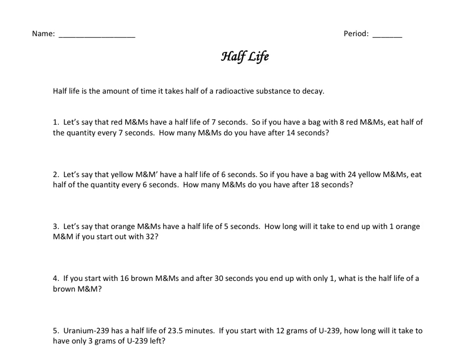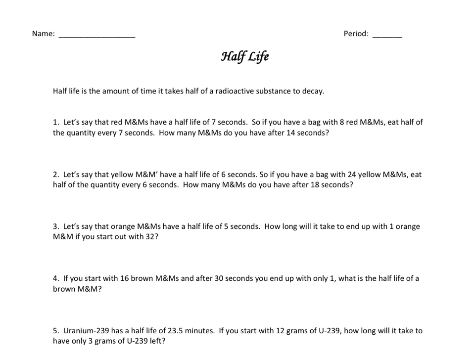So to simplify things, we're going to use the example of M&Ms. So let's say for number 1 that red M&Ms have a half-life of 7 seconds. So if you have a bag of 8 red M&Ms, you want to eat half of the quantity every 7 seconds, and we want to know how many M&Ms we would end up with after 14 seconds. Now when you eat M&Ms, they don't just disappear. They look like they disappear, but of course they are in your body and they turn into other things when you digest them. So it's not that it goes away, it just turns into something else.